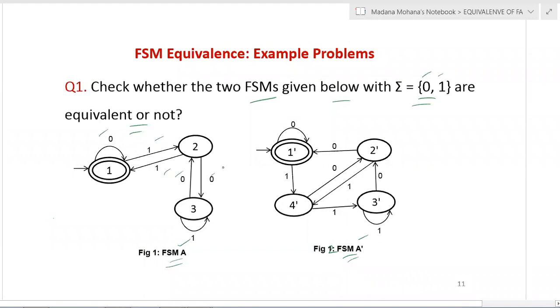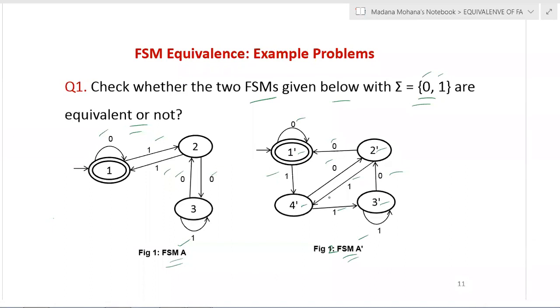All the transitions you can see are combinations of 0 and 1. In the first machine, the states are named 1, 2, 3. In the second machine, the states are named 1', 2', 3', 4'. Equivalence does not mean that many people think it means the same number of states in both machines, same transitions, same number of final states. It is not like that.